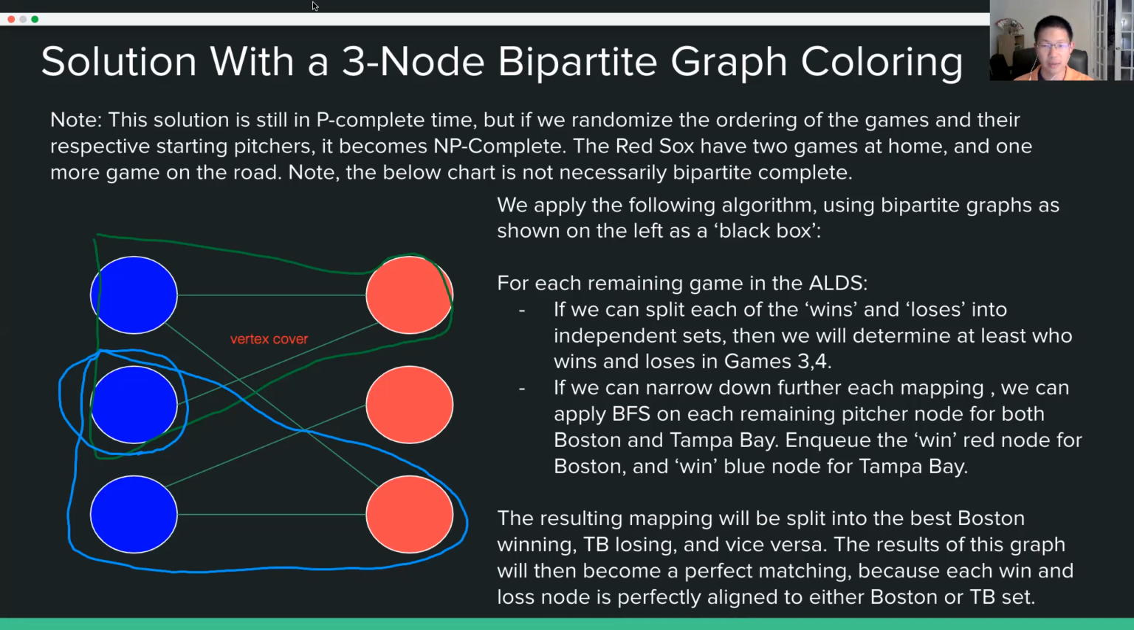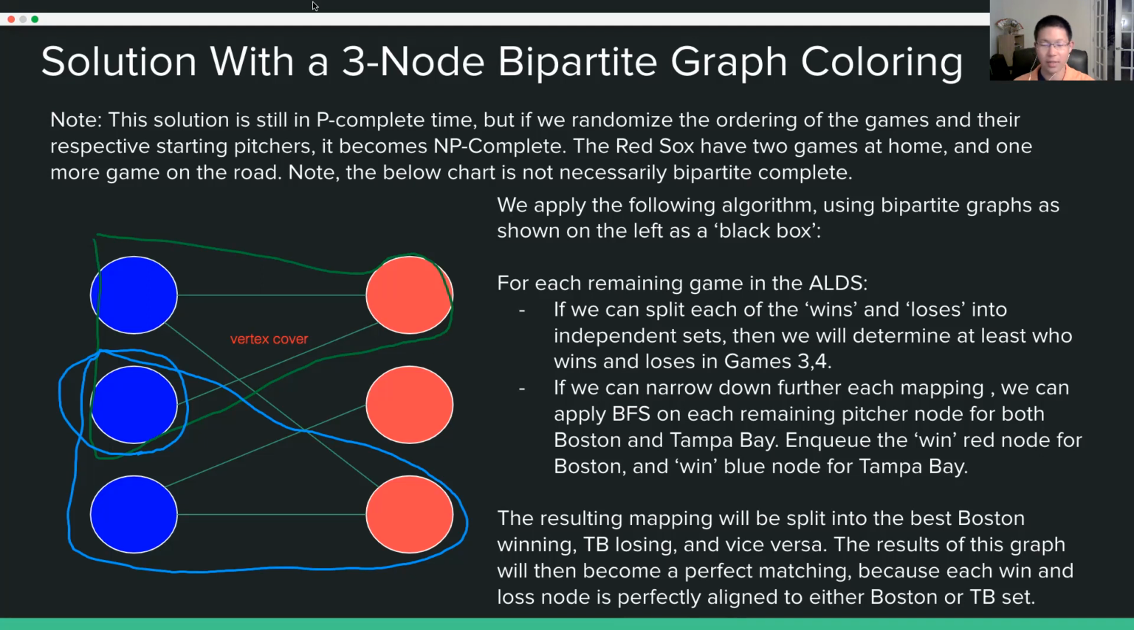We can determine at least who wins games 3 and 4, and we can also narrow down each further mapping. We can also determine, using BFS, breadth first search, on each remaining node for both Boston and Tampa Bay. And of course, as we're using algorithms here, we're going to have to enqueue the win red node for Boston and the blue node for Tampa Bay. The resulting mapping will be split into Boston winning, Tampa Bay losing, and of course, if you're a Rays fan, Tampa Bay winning, Boston losing results.